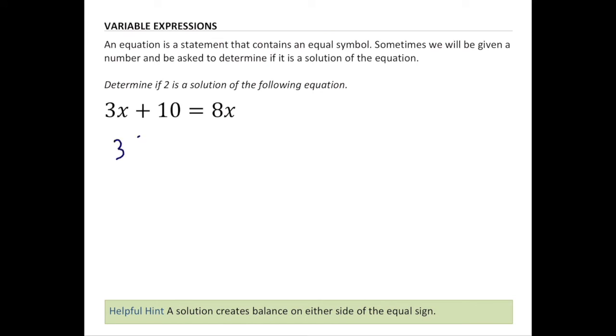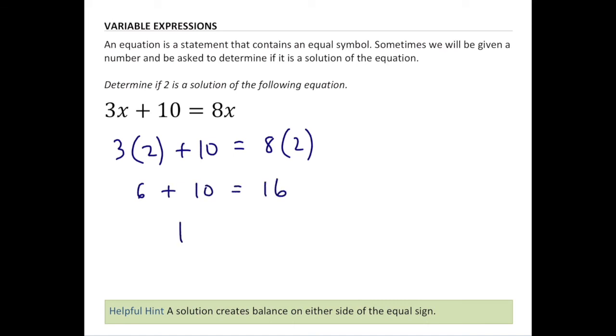So we have 3 times 2 plus 10 equals 8 times 2. So if we simplify everything here, we have 6 plus 10 equals 16. And we have 16 is equal to 16. All right, so since I have balance on either side of the equal sign, and when I say balance, I mean we have the same number, then I'm going to say yes, 2 is a solution of that equation. Okay, if I did not see balance there, I'd want to say no.